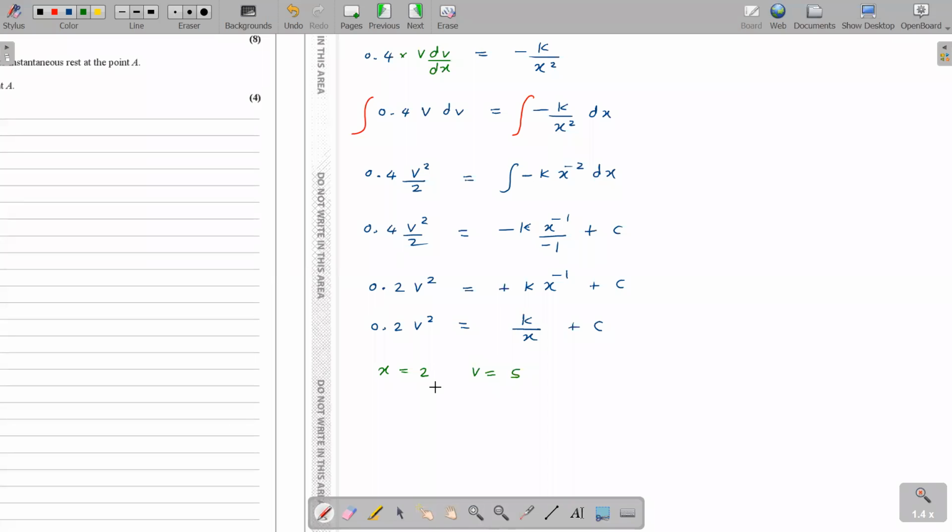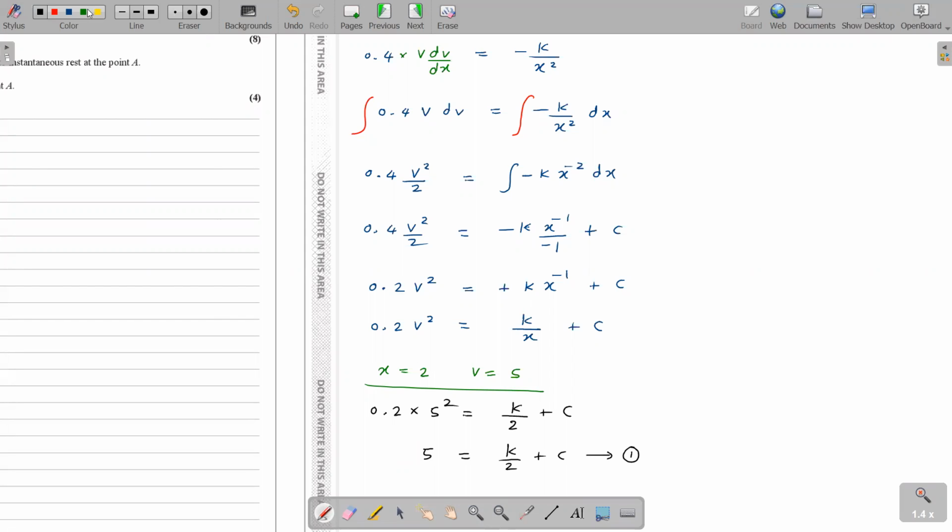When x equals 2, v is 5. Let's substitute. So what do I get here? 0.2 into v square, which is 5 square, equals k over x, which is 2, plus c. Are you with me? 0.2 into 5 square is 5. So 5 equals k over 2 plus c. So this is like your first equation.